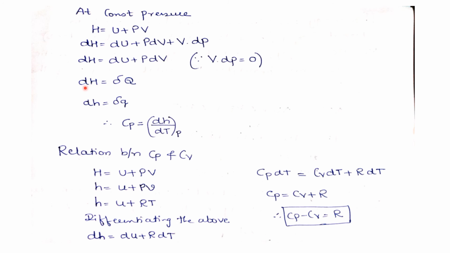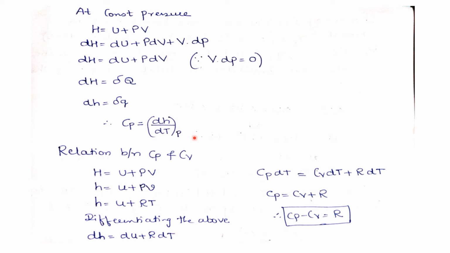Again, if we want to write this equation for per unit mass, then it is indicated by small h, dh is equal to small q. This equation we have written on the basis of per unit mass. Therefore Cp is equal to delta Q by dT. So delta Q I will replace by dH. So Cp is equal to dH divided by dT at constant pressure P.